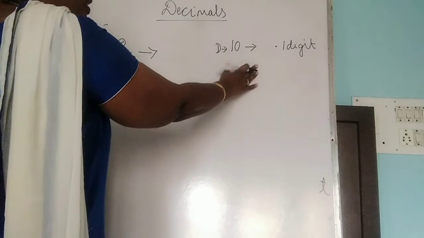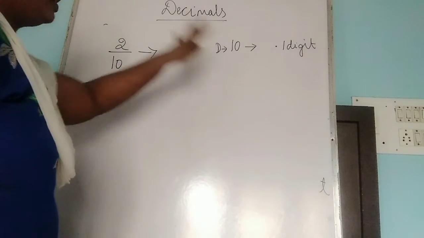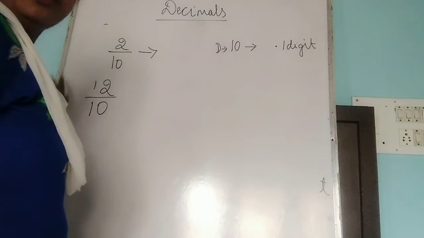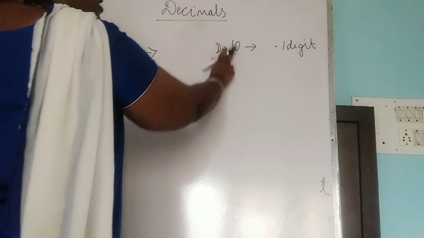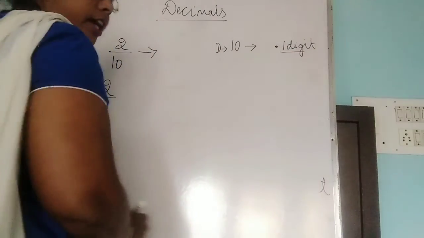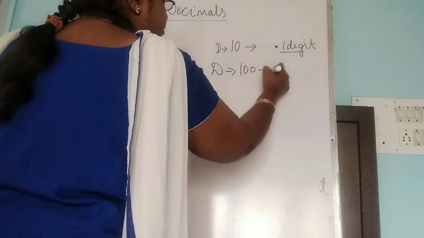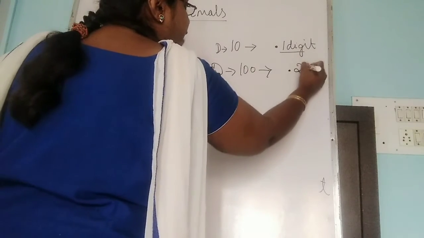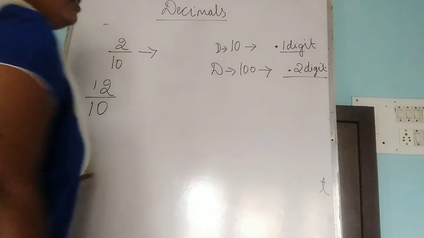If you are thorough with this, then you can convert all fractions to decimals and all decimals to fractions. So if the denominator is 10, when you convert, after the point you should have one digit. And if the denominator is 100, after the point you should have two digits. Based on this, you need to arrange the numbers.